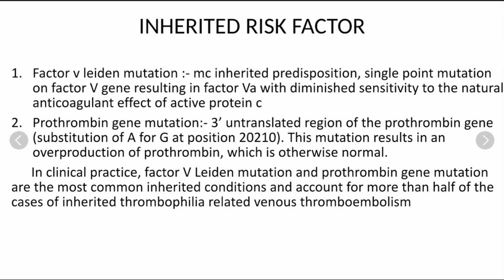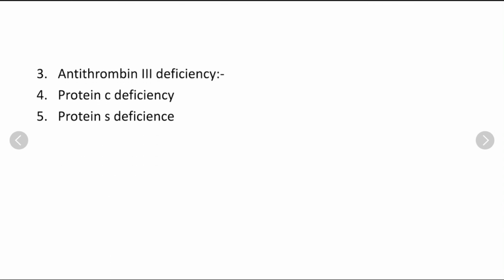Okay, guys. In clinical practice, factor 5 Leiden mutation and prothrombin gene mutation are the most common inherited conditions and account for more than half of the cases of inherited thrombophilia-related venous thromboembolism. Very important. Then comes antithrombin 3 deficiency, which can lead to venous thromboembolism, then protein C and S deficiencies.